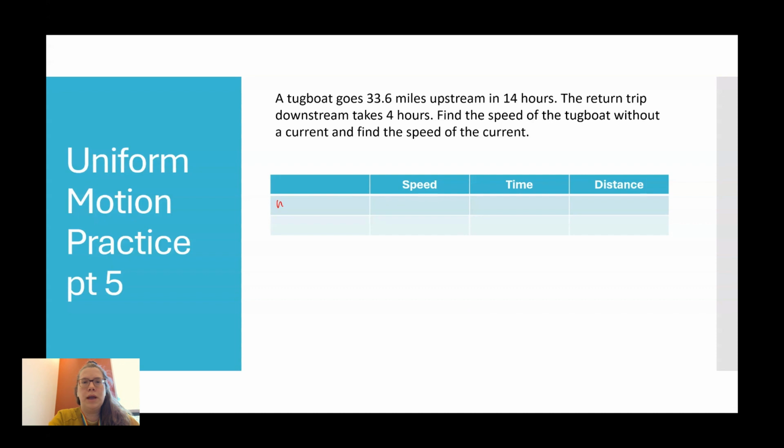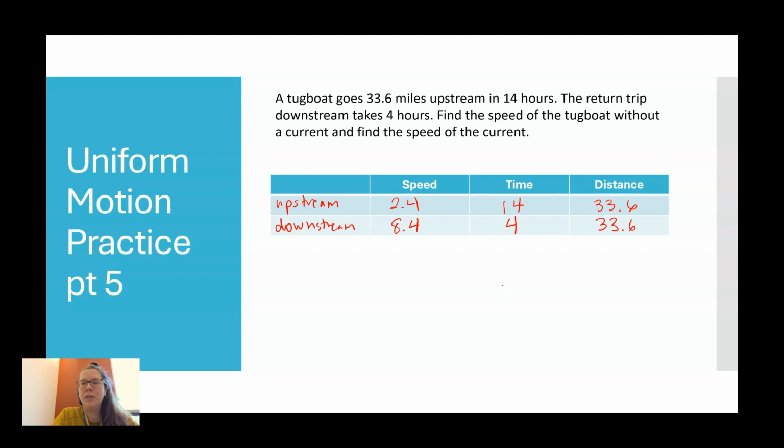We've got a tugboat going upstream, slower, and then downstream, faster. They go 33.6 miles, and then the return trip should be the same. Upstream took us 14 hours, and downstream took us 4. So we did this just like this before. Let's try it again. We're going to go distance divided by the time to get our speed. That's 2.4 miles per hour. And then 33.6 divided by 4 gives us 8.4 speed for our downstream miles per hour.